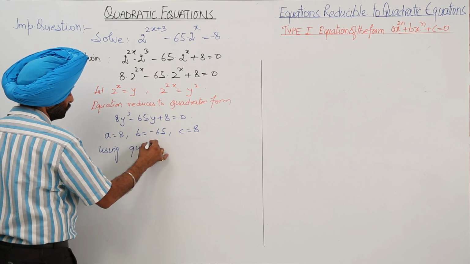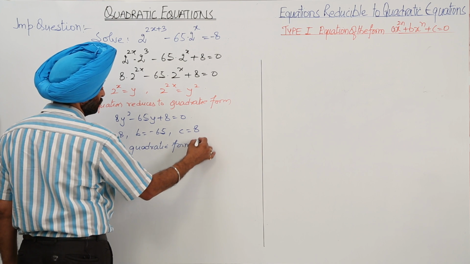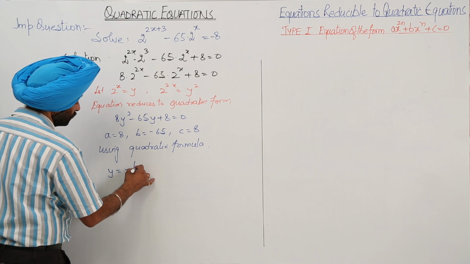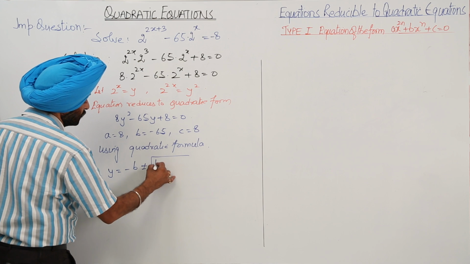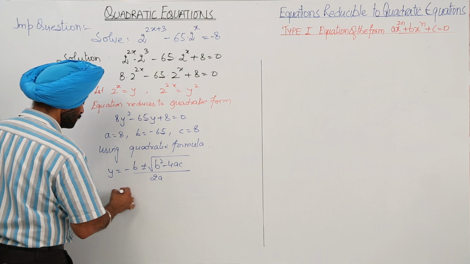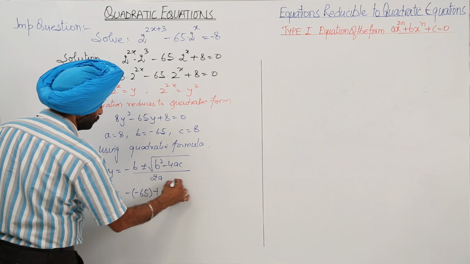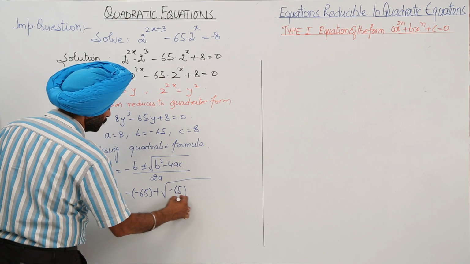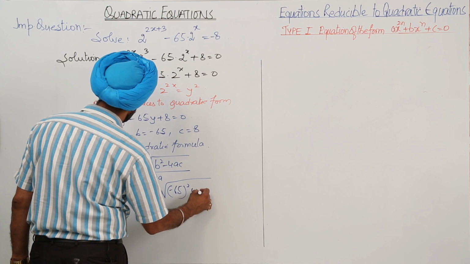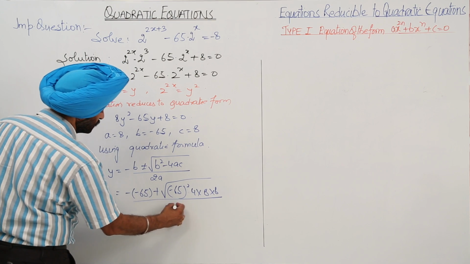Using the quadratic formula, y is equal to negative of b plus minus square root of the discriminant upon twice of a. Negative of negative 65, plus minus square root of negative of 65 whole square minus 4 times 8 times 8, upon 2 times 8.